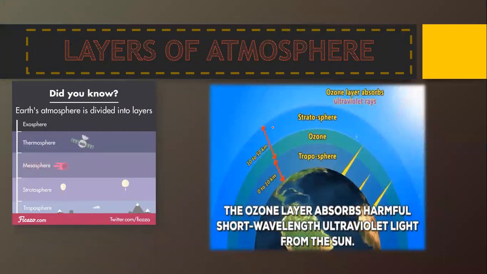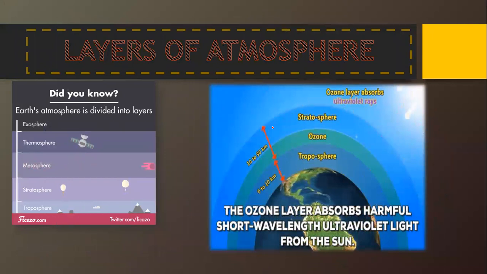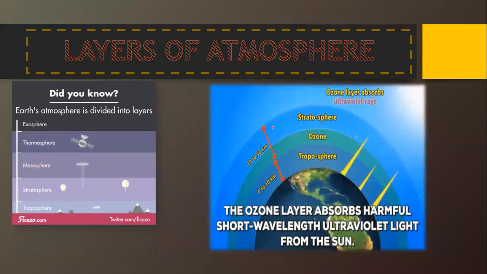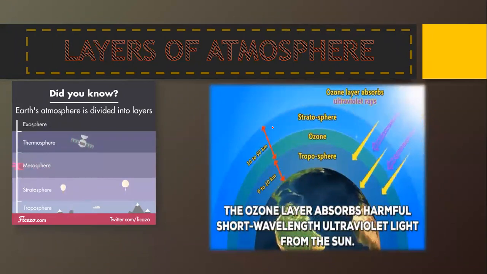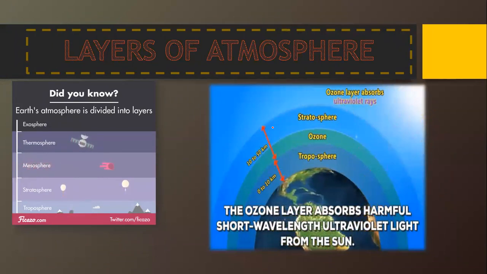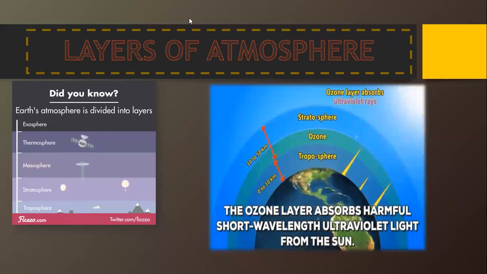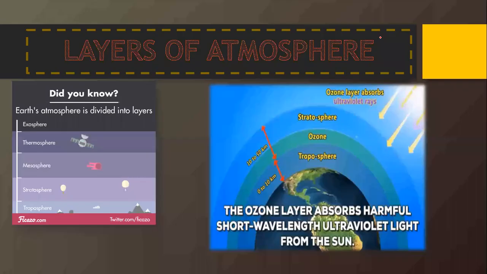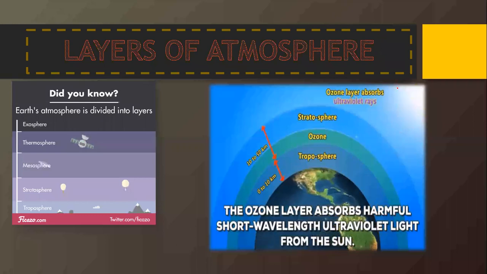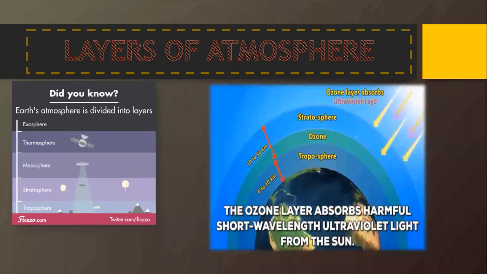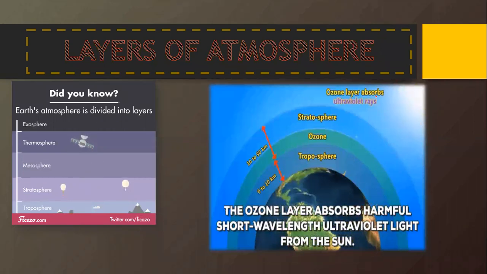The main and important layer is the ozone layer. The ozone layer is also in the stratosphere. The ozone layer is one of the most important layers of the atmosphere. Here, these are the layers of the atmosphere you see in the diagram.